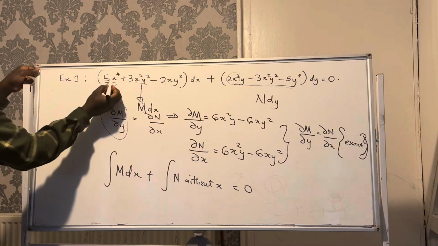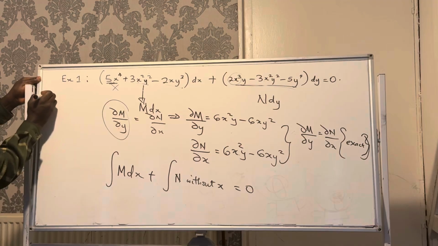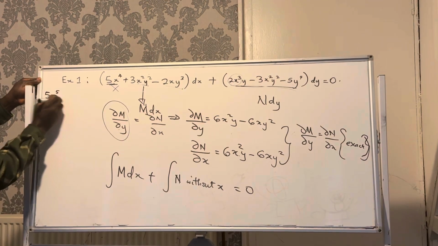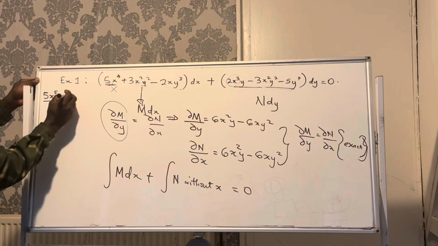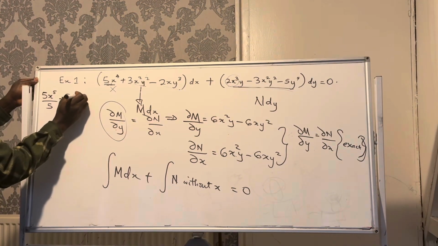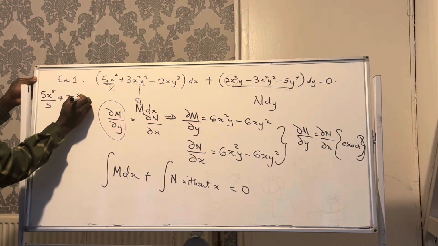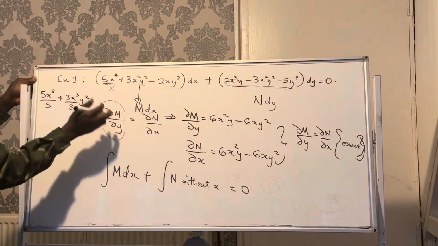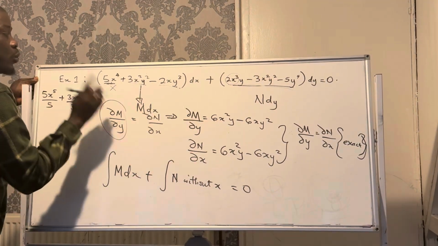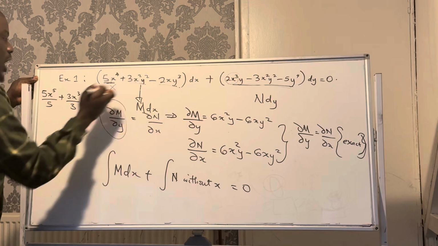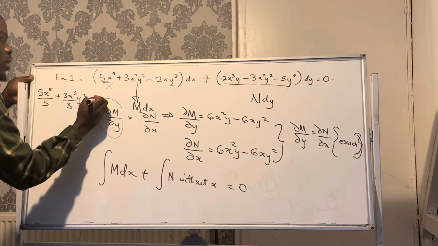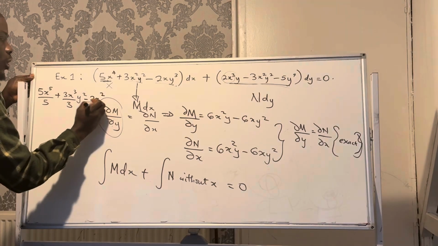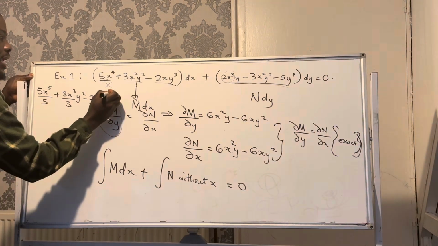Now, let's integrate this. If we integrate this, we have 5x⁵ all over 5, plus, if we integrate this, we have 3x³ all over 3y². y is constant in this case. Now, if we integrate this with respect to s, we have what? Minus, because of this minus, 2x² all over 2y³.